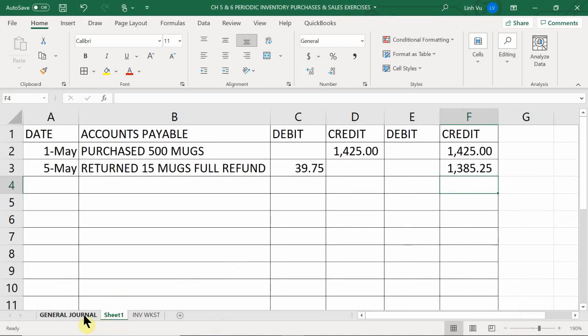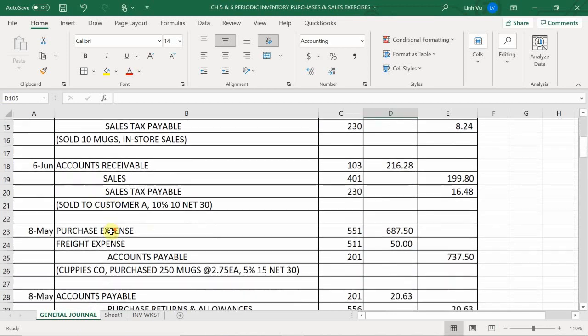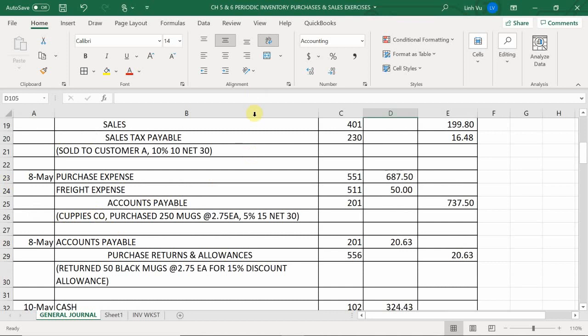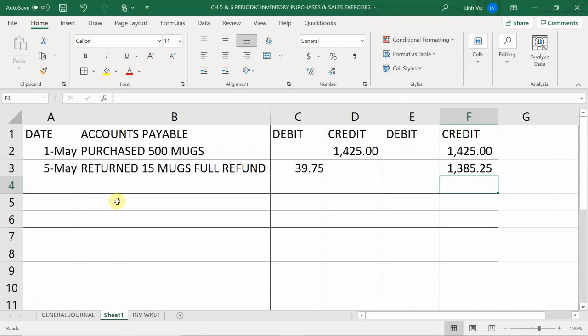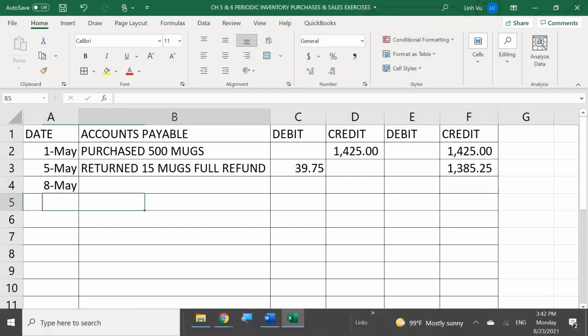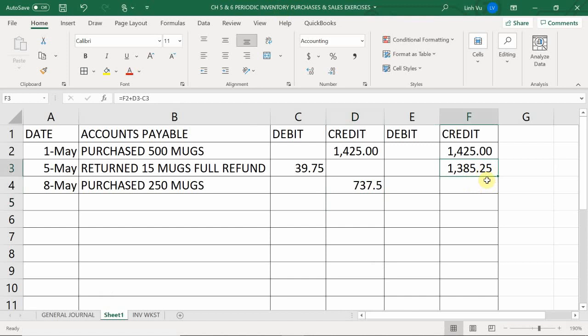All right, but then we ended up making a purchase on the 8th, which increased our accounts payable by $737.50. Okay, so on May 8th, we purchased 250 mugs, which increased our accounts payable by $737.50. So therefore, if I add that to my running balance, I should now have $2,122.75, right? I added these two numbers together. This is my running balance.